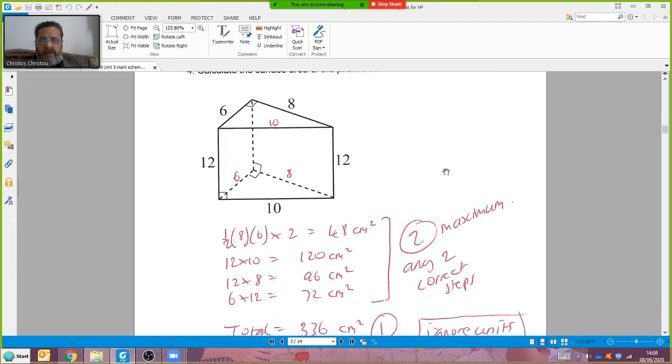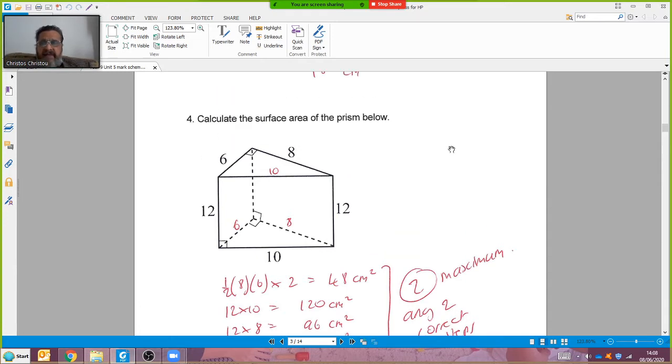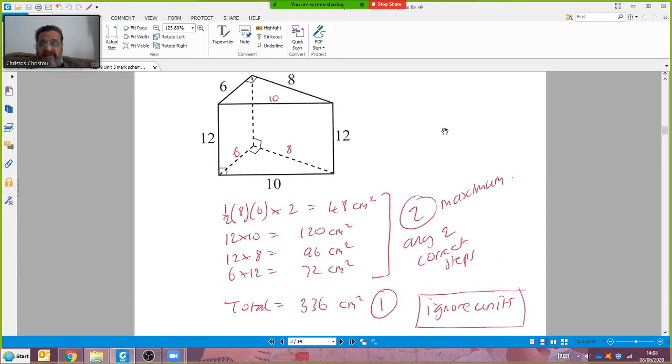This is the more challenging one. There we go, you can see it in one go. This is the surface area of this prism. Now again, if you see missing lengths, you better put down lengths next to them, otherwise you're going to miss something out. So that's a 6, matches that. That's an 8, matches that. And that is a 10 because it matches that. And the 12's are given. Now we're good to go.